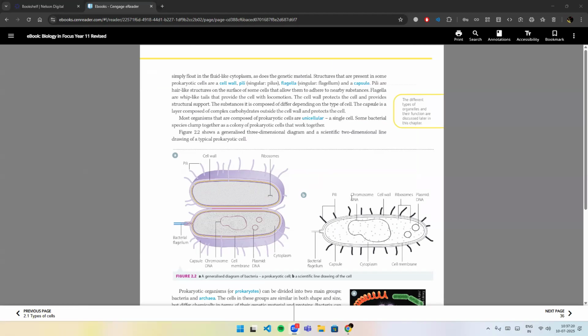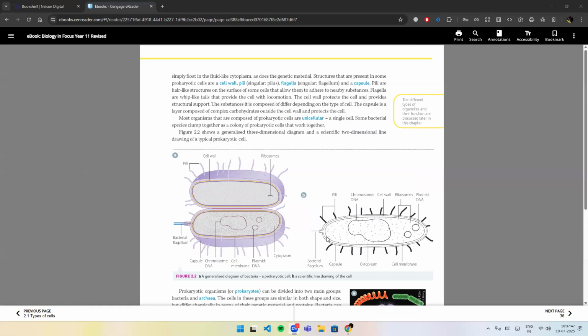Villi are hair-like structures on the surface of some cells that allow them to adhere to nearby substances. Flagella are whip-like tails that provide the cell with locomotion. The cell wall protects the cell and provides structural support. The substances it is composed of differ depending on the type of cell. The capsule is a layer composed of complex carbohydrates outside the cell wall and protects the cell.